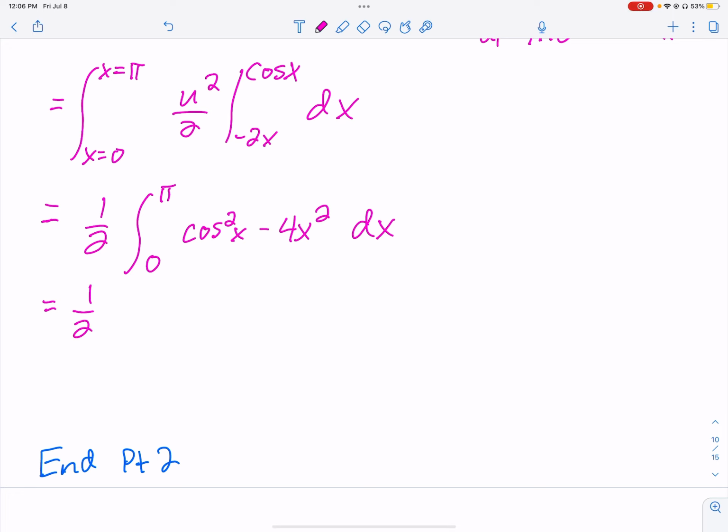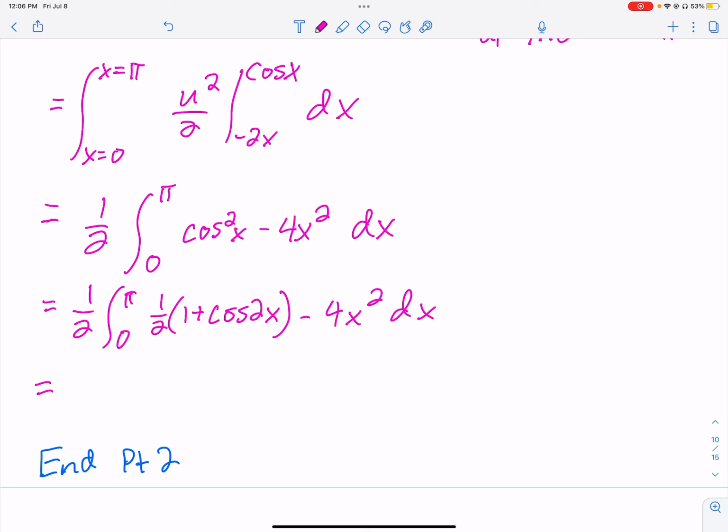Okay, I got 1/2 times the integral from 0 to pi, and then I can actually replace this with a trig identity. We get 1/2 (1 plus cosine 2x) minus 4x squared. This will allow you to do the integral nice and easy now. So what this ends up being, in the very end, I'm out of room here, so that's just a u sub there. So just be careful with that.